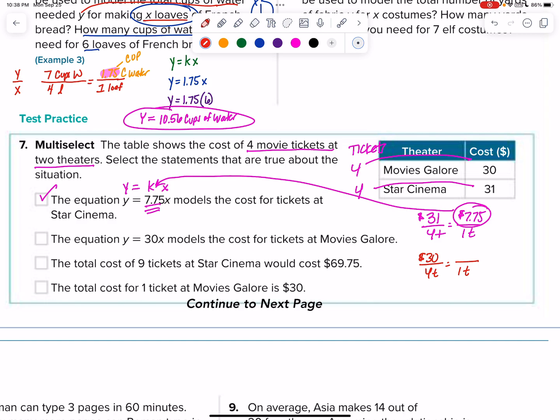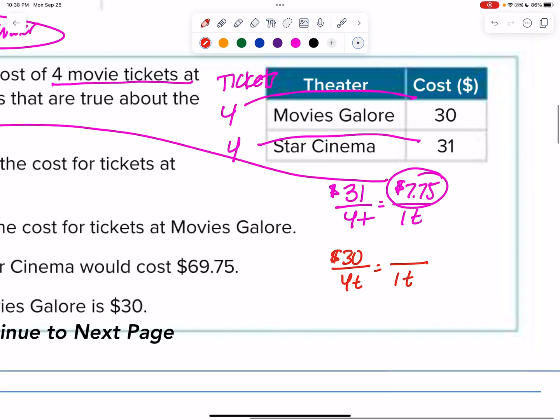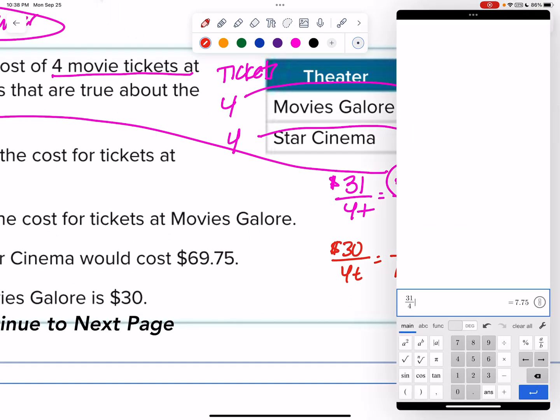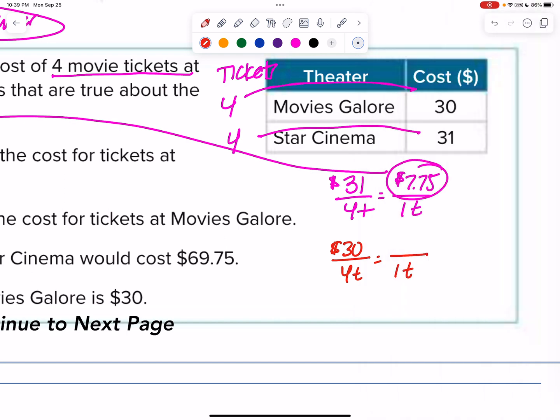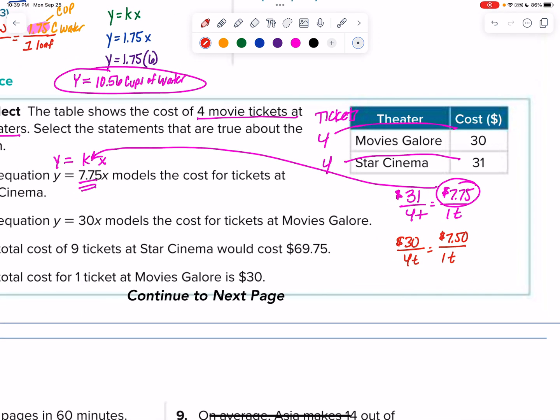So let's go ahead and finish out creating the correct equation for Star Cinema. Okay, so 30 divided by 4. So it's actually $7.50 per ticket at Star Cinema. So if that's per ticket, okay, what would 9 tickets at Star Cinema cost?